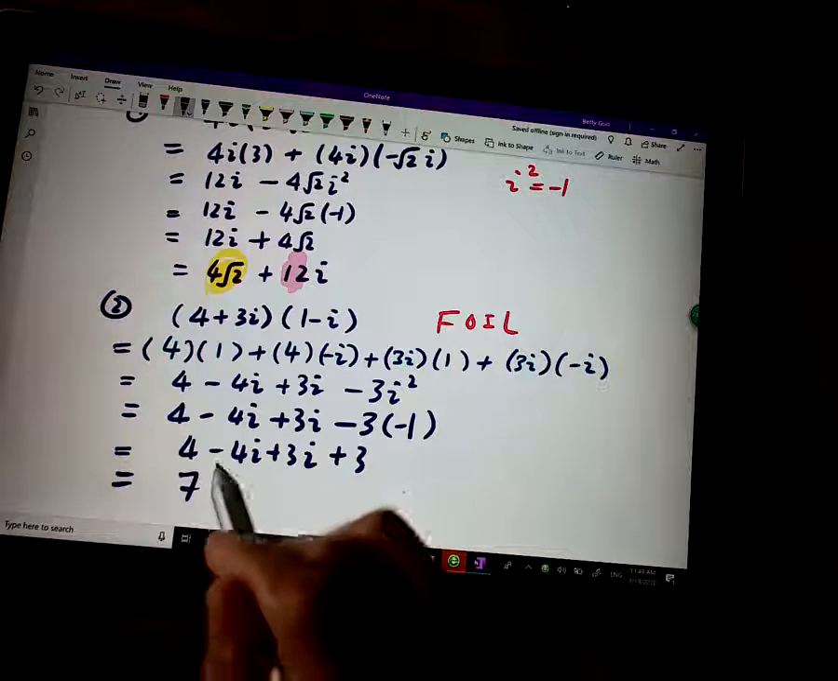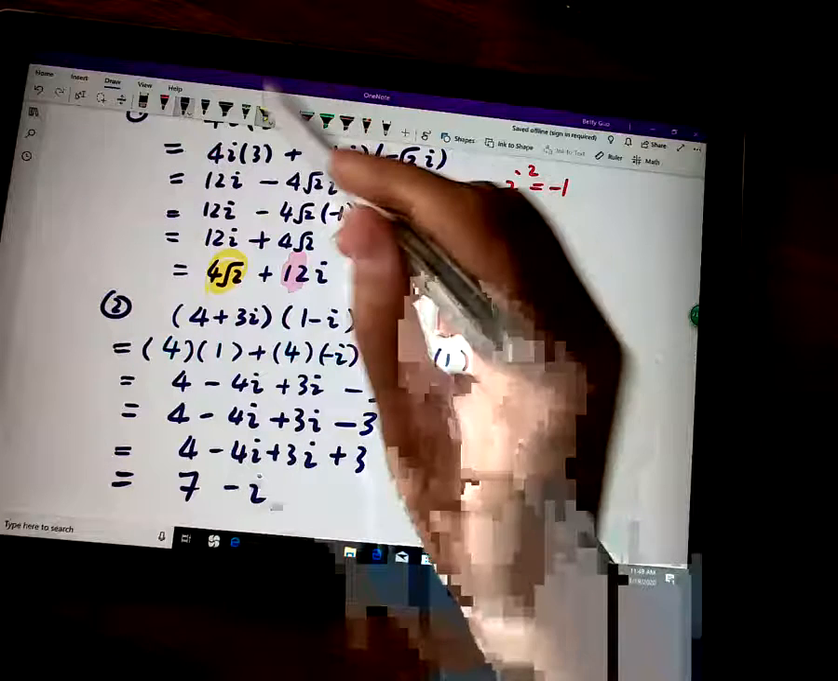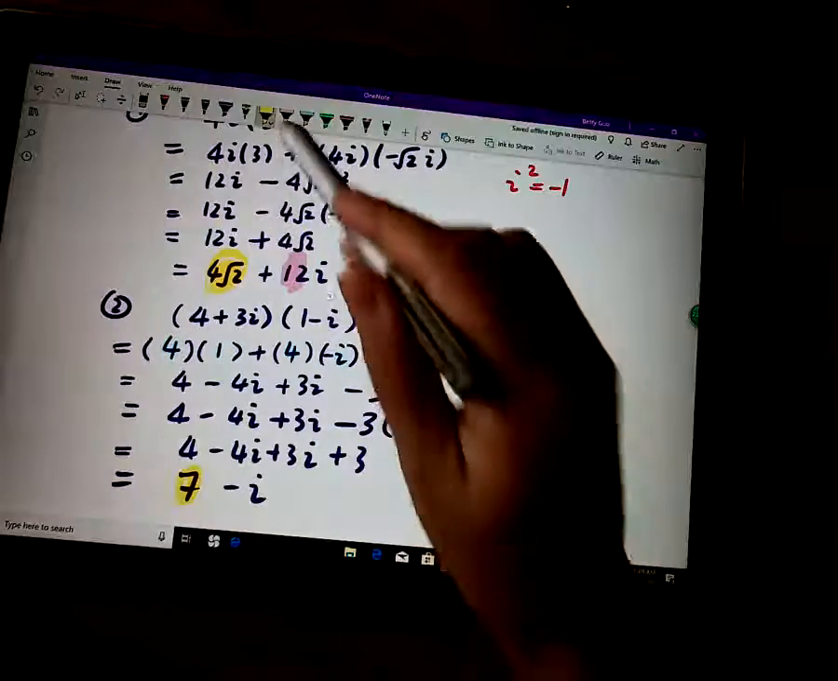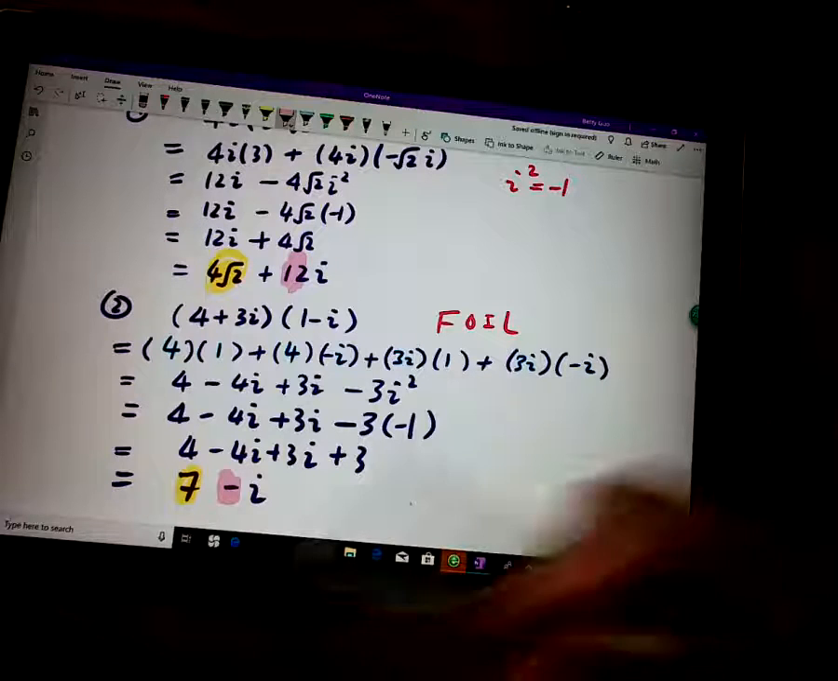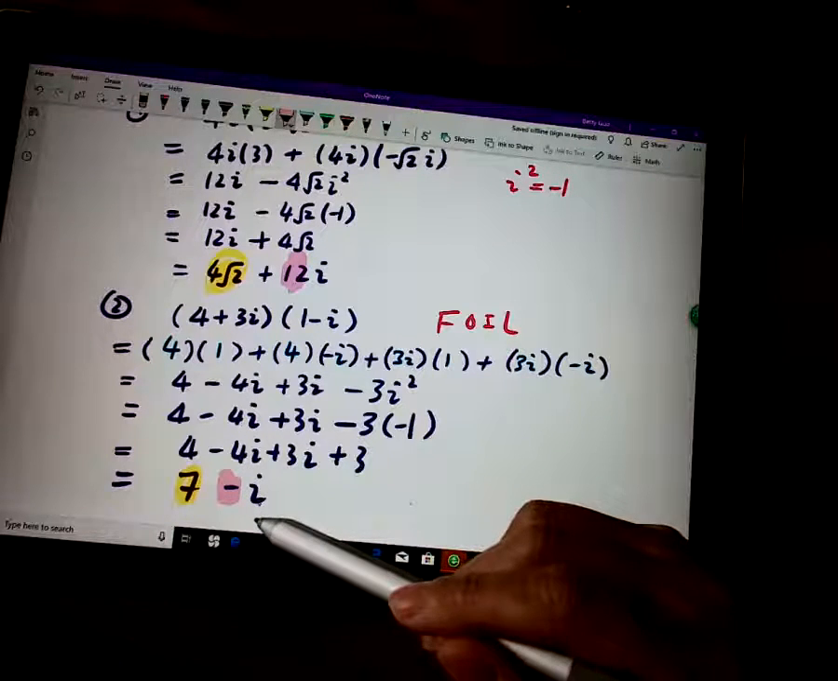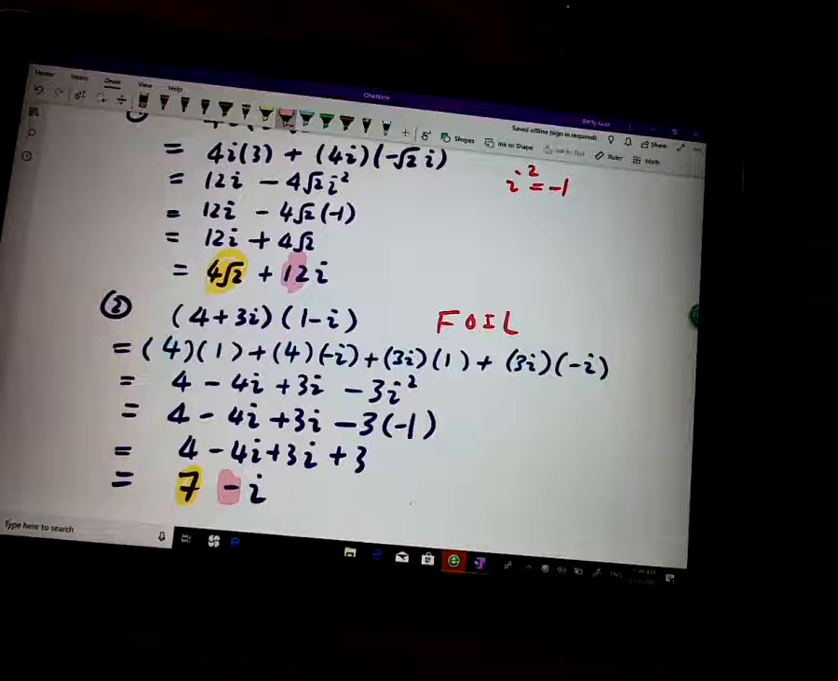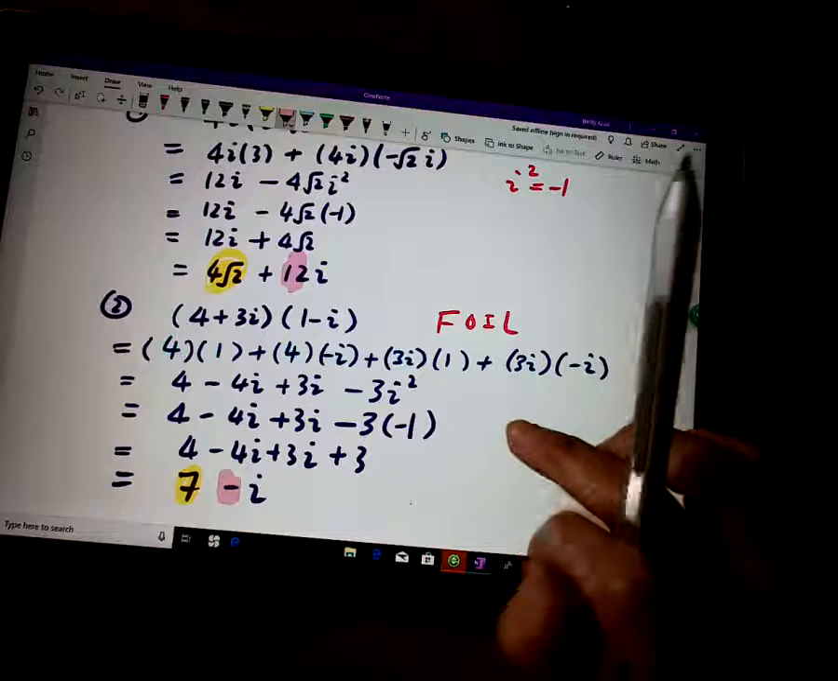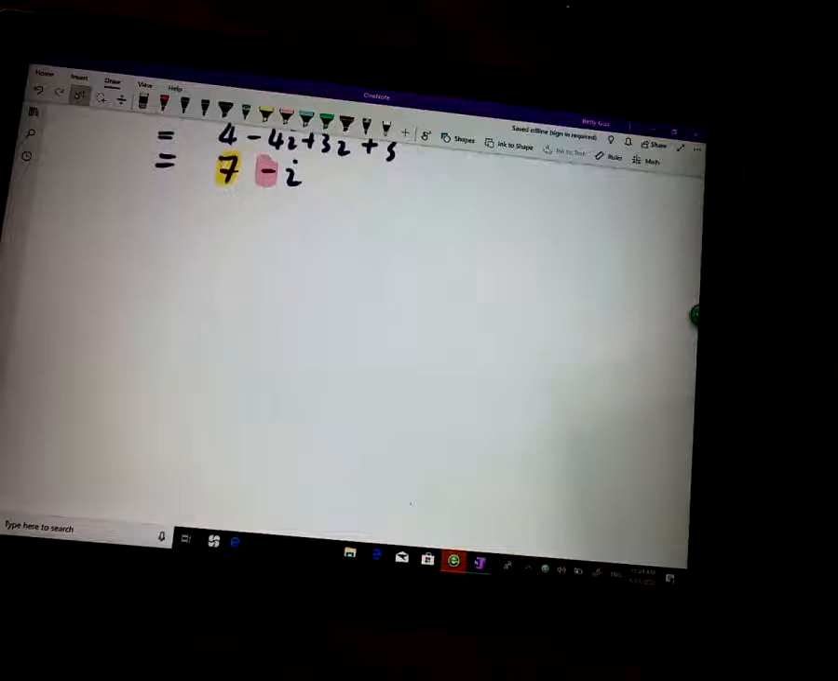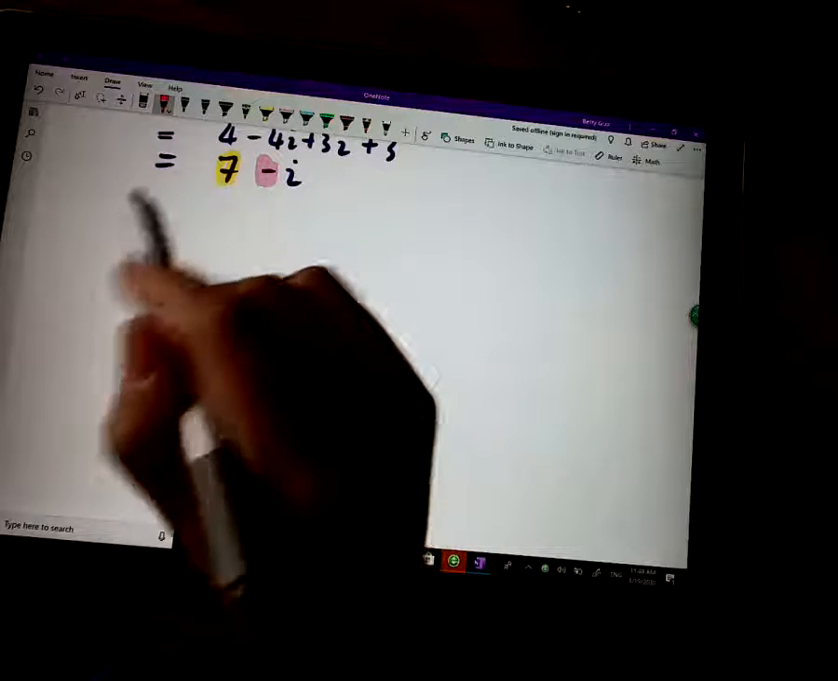Combine like terms, 4 plus 3, 7. Negative 4 plus 3, negative i. You see that? The result is a complex number. Real part, imaginary part. What's the imaginary part again? Imaginary part here is a negative 1, okay? Yeah, real part is 7. Imaginary part is a negative 1. Negative 1 is the coefficient of i.